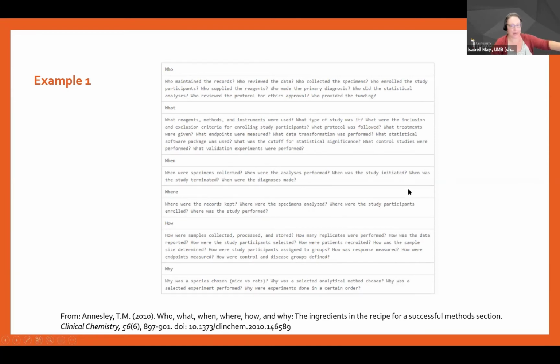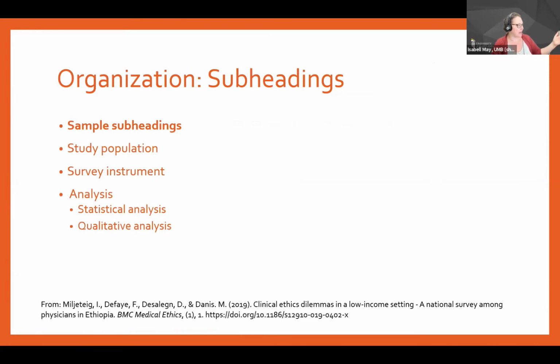So it's a great table with some questions. Some of them might be more applicable to you than others, based on the nature of your research. But I like that categorization of who, what, when, where, how, and why, right? If you keep that in mind as a checklist, that's also a nice way to help you structure your method section.